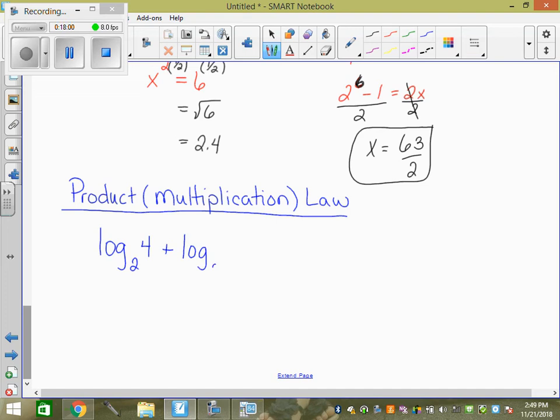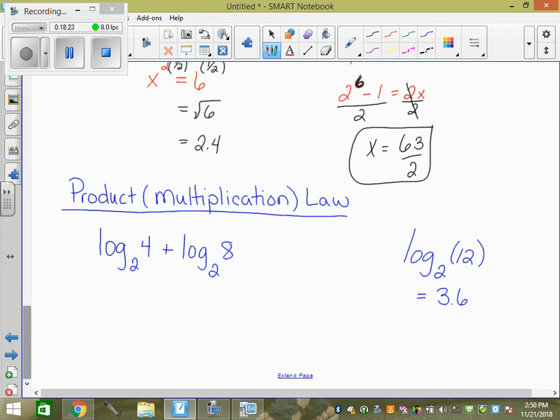the 8. Now people want to add them together. They want to say, okay, well that's log base 2 to the 12. When I type log 12 divided by log 2 into my calculator, I actually get 3.6. Okay?